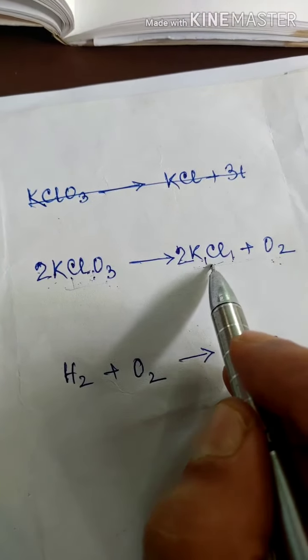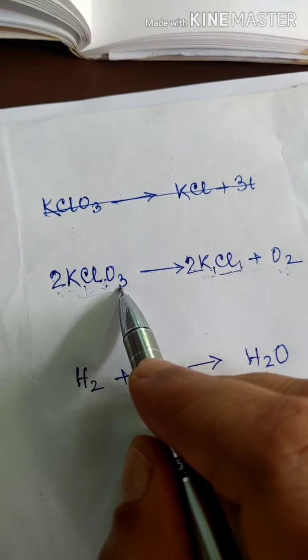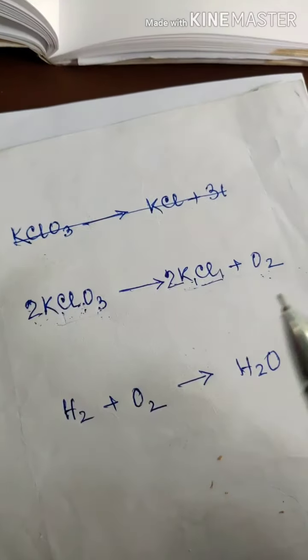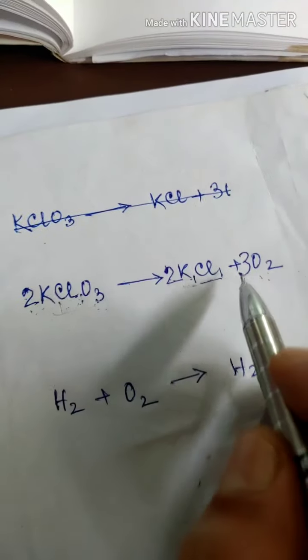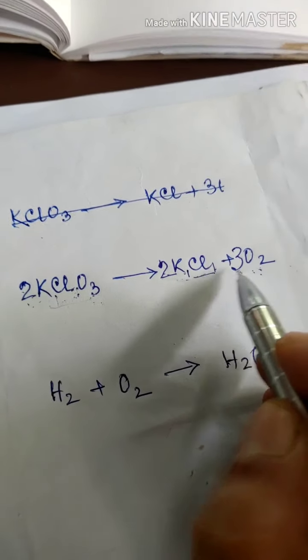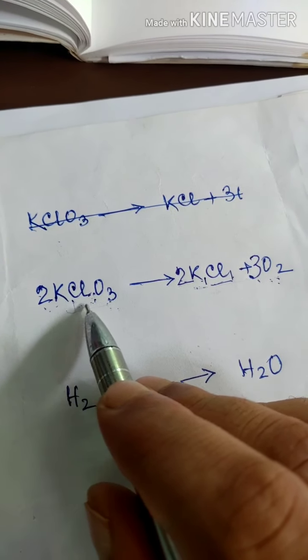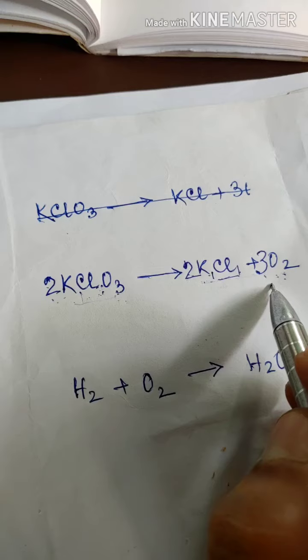Now in the case of the oxygen atom, there are 3 into 2, 6 oxygen atoms as reactant. So to make it 6, if I write 3 here, you will see that 3 into 2 it will be 6. So all the atoms of the reactants and products are balanced here.